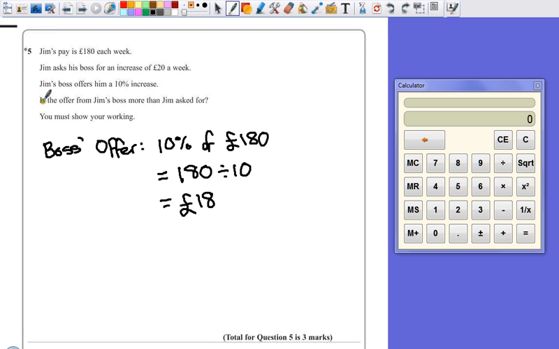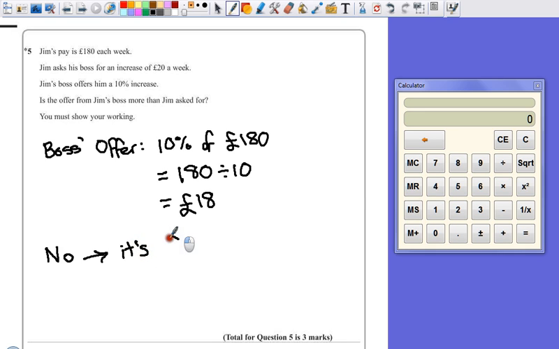So now we've got to answer the question. Is the offer from Jim's boss more than Jim's asked for? So we've now got to give our answer here. Is the offer worth more? So the answer is actually no. And just as long as you explain a little bit here, it's less. It's £2 less.